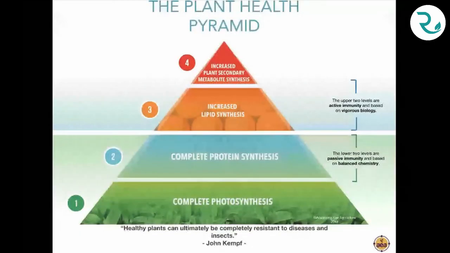So in conclusion, the lower 2 levels of the plant health pyramid are passive immunity, and they are based on balanced chemistry. The top 2 levels are based on active immunity, where the plants begin actively resisting diseases and insects, and they are based on vigorous soil biology.